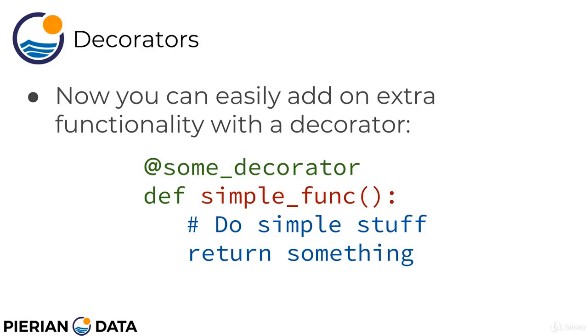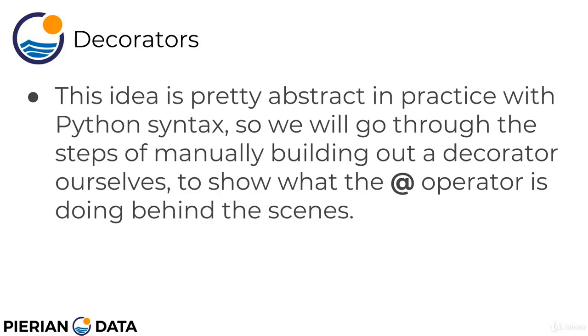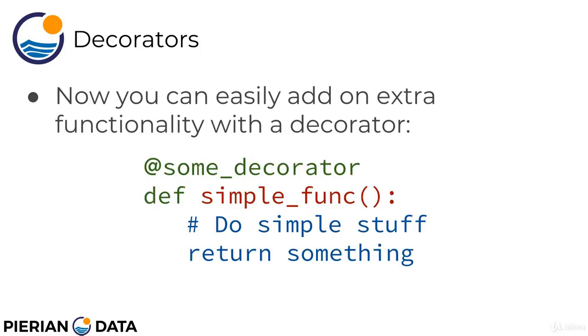So you just take your original simple function and then you have some decorator which connects to some extra code, and then you can add in extra functionality. Then if you don't want that extra functionality, you just delete that @ some decorator line on top of the function. So this idea is pretty abstract when you actually practice it with Python syntax, because it's kind of this mysterious one-liner here on top of your function.